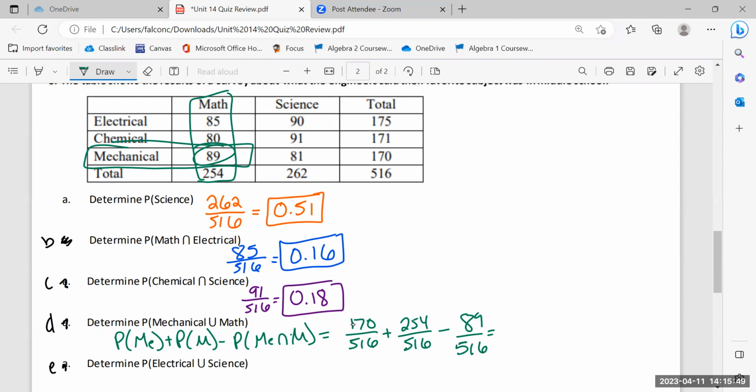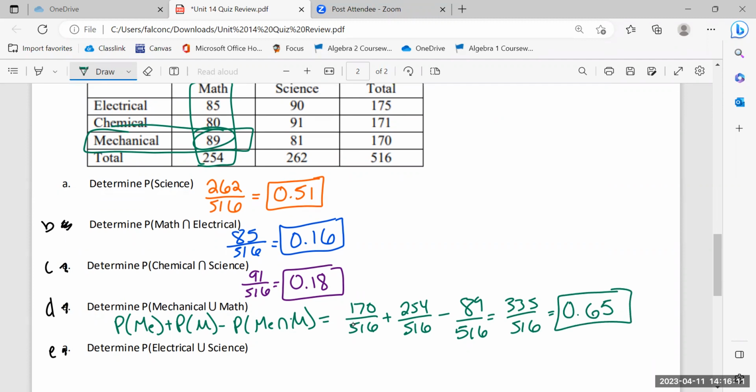So we already have a common denominator, so let's just add everything in the top. So 170 plus 254 minus the 89 will give me 335 out of 516. Divide that, we get 0.65.